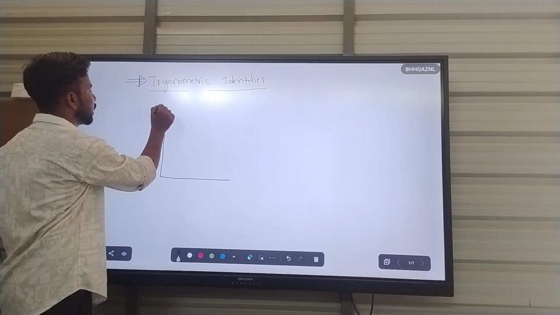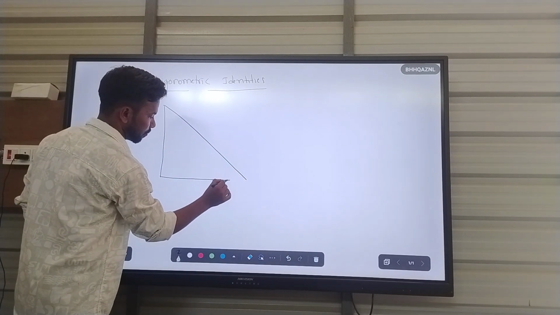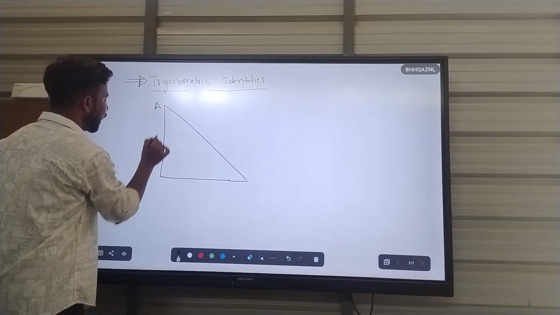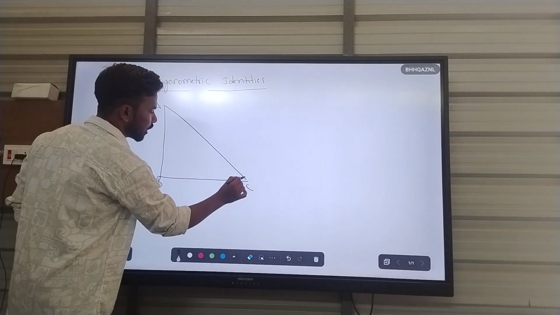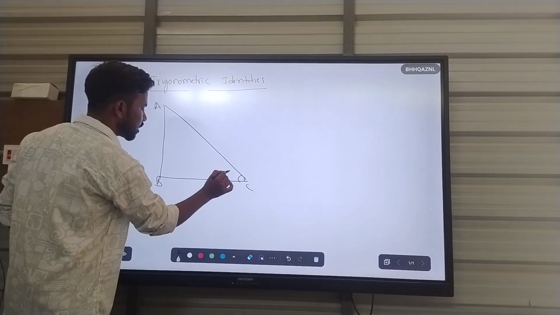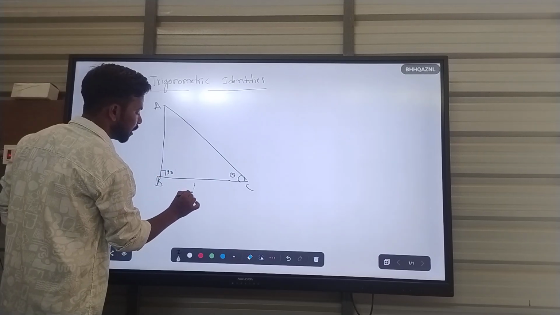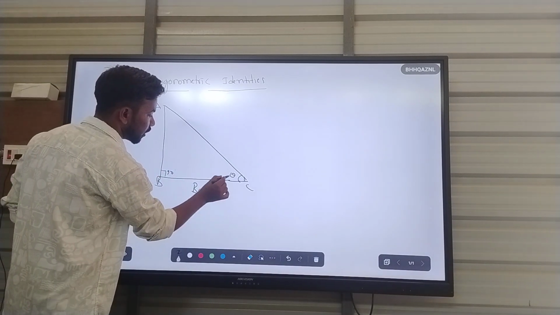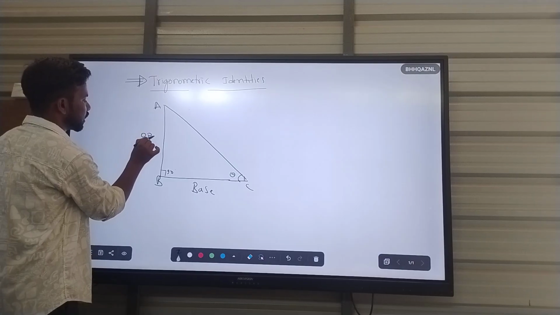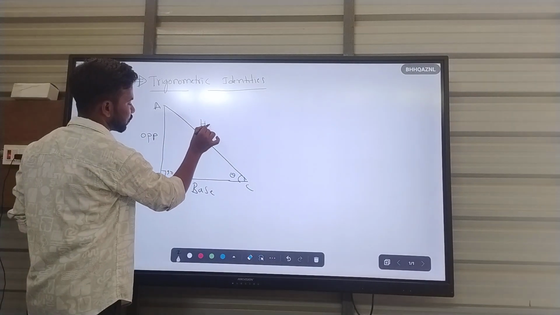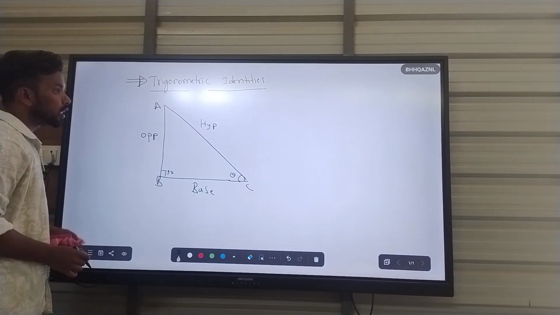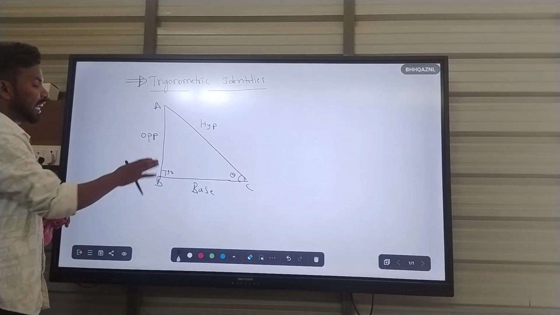Triangle. Trigonometry identities. A, B, C. Here this angle is theta, and this is 90 degrees. What is this? Base. This is Opposite. This is Hypotenuse. This is the right-angled triangle.